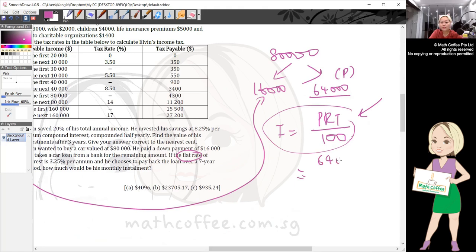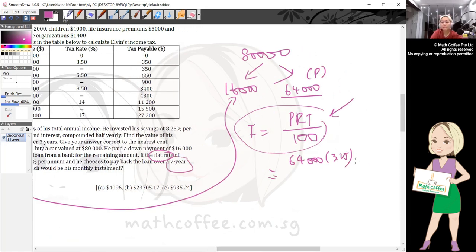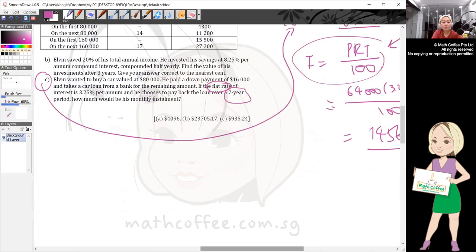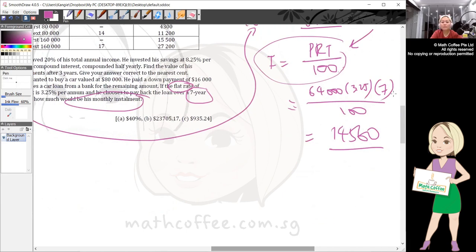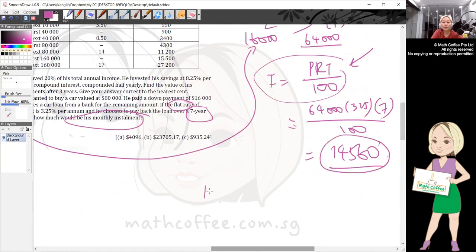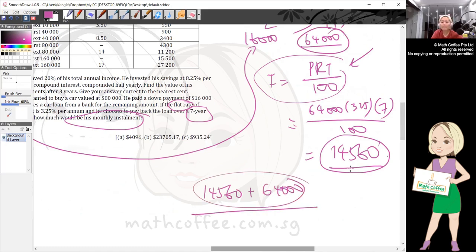P will be the principal, 64,000, rate 3.25, T 7 years, over 100. So it will be 64,000 multiplied by 3.25 times 7 over 100. It will be 14560. This is the interest. And in order to calculate the monthly installment, always remember for simple interest, you need to add back the principal. So 14560 plus the principal, 64,000. This is the total amount that you need to return to the bank, over the total number of months.